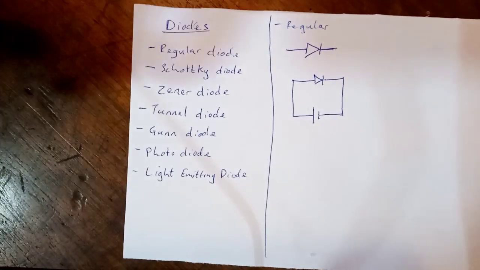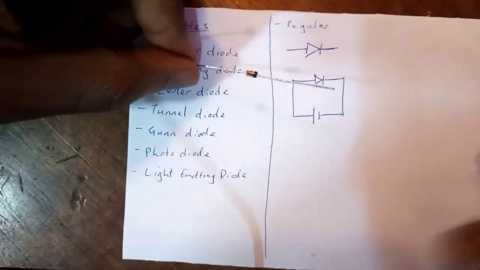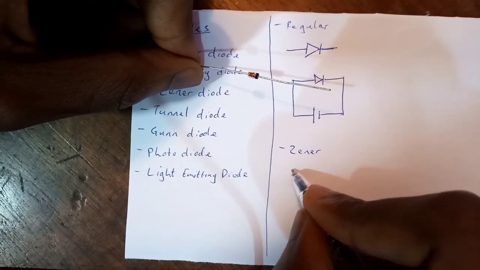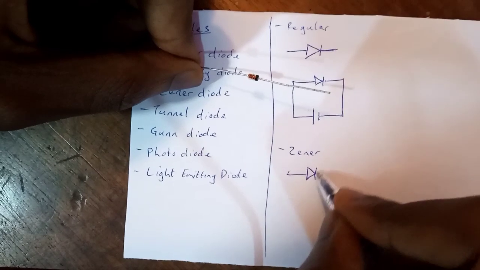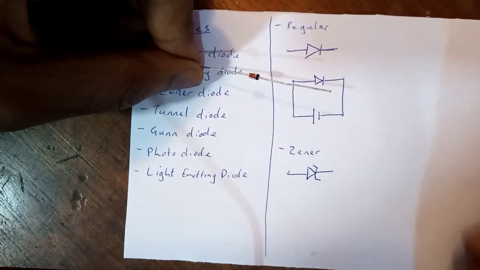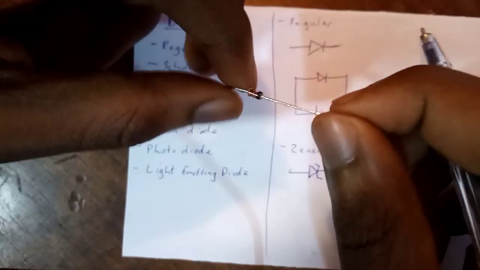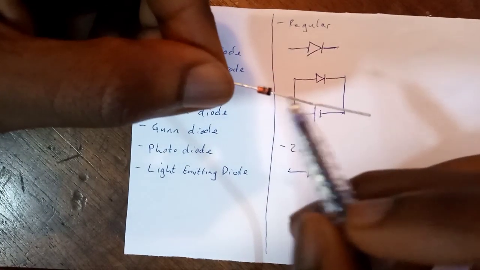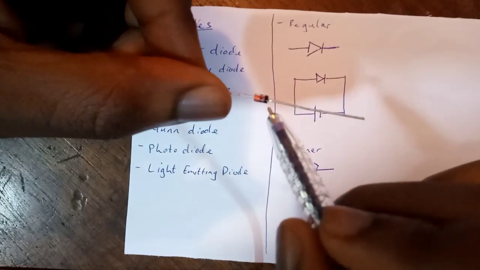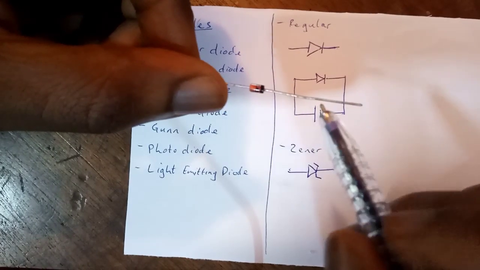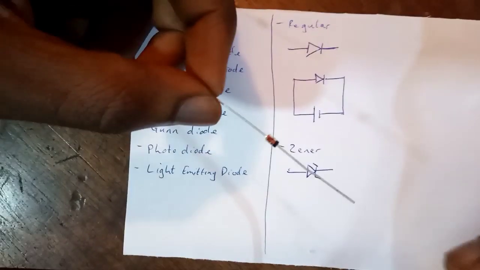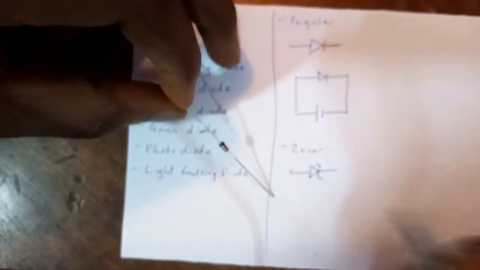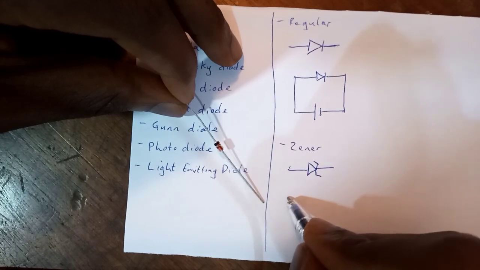So we also have the Zener diode here. The Zener diode is represented with this symbol. The operation of the Zener diode is such that it has a voltage at which, if it is reverse biased, the depletion layer breaks down. So for instance, if you are expecting voltage, let's give an example here.